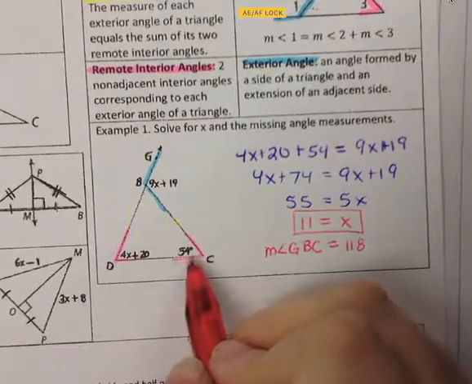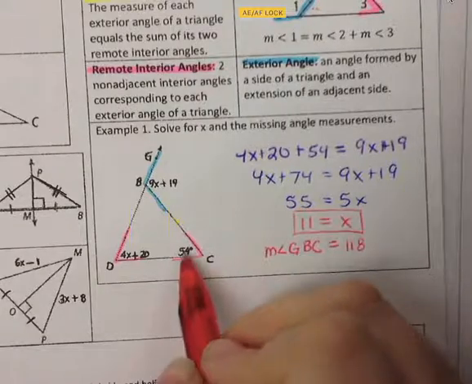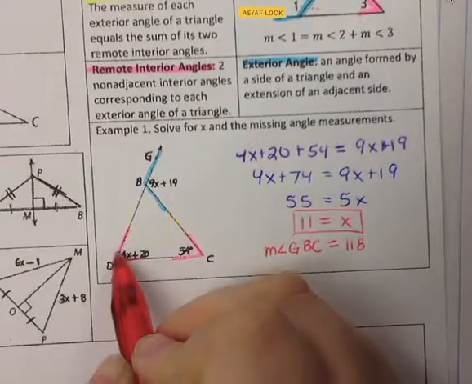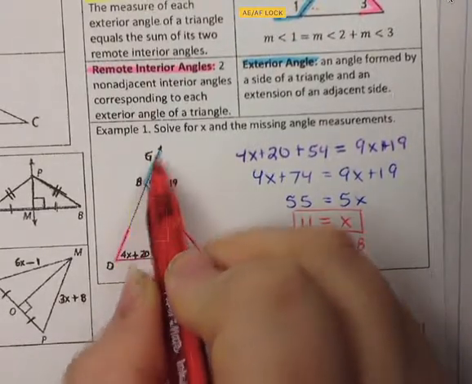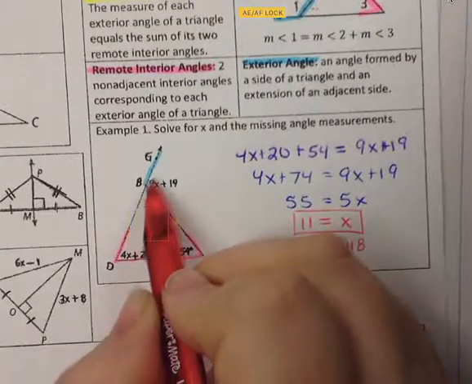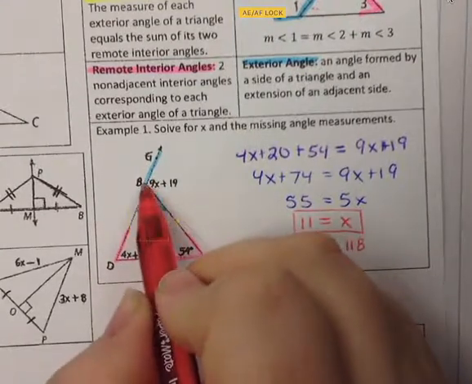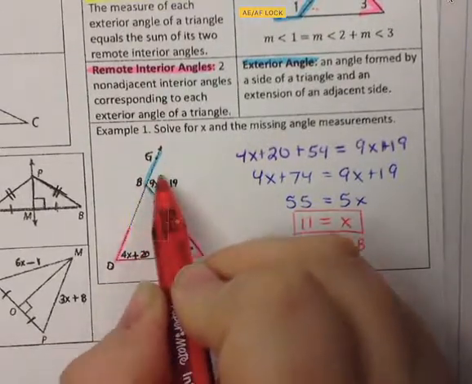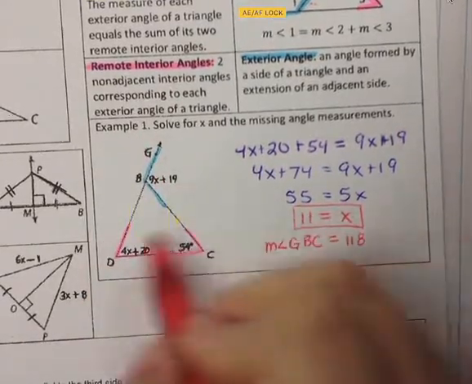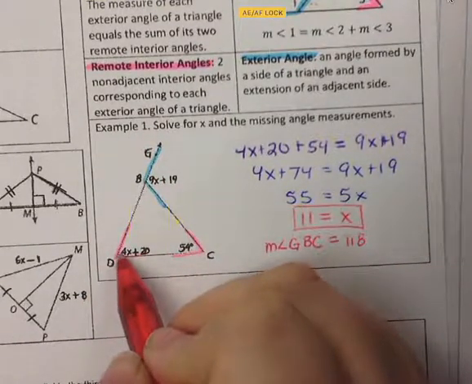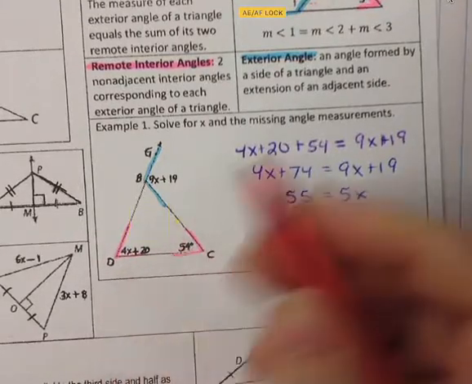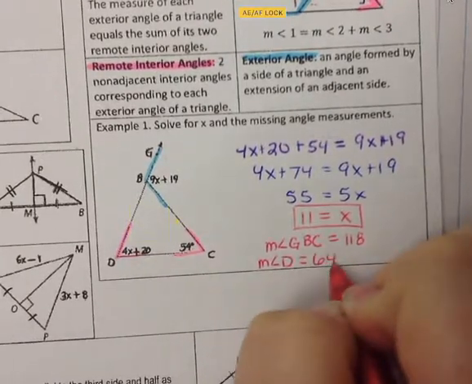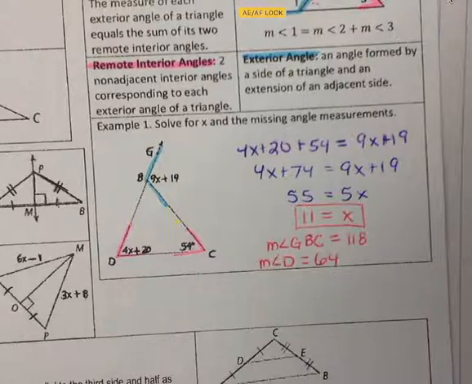We already have the measure of angle C. And I can say C because there's only one angle at C. I can also say angle D because there's only one angle at D. I had to use 3 letters at GBC because there are 2 angles at letter B, at that vertex of B. So I have to make sure I definitely know which one I'm talking about. So then to plug x into our angle D, 4 times 11 is 44, plus 20 is 64. So then the measure of angle D is equal to 64. And those are all 3 of our answers.